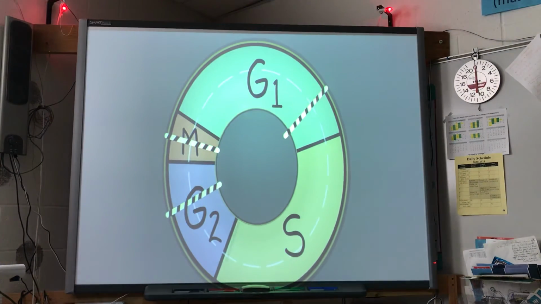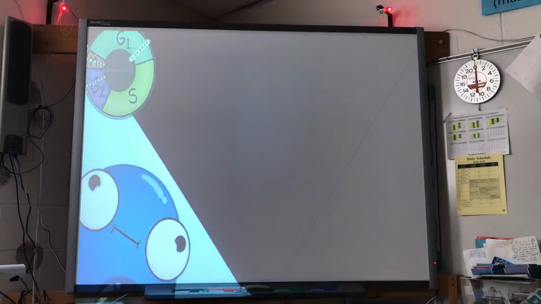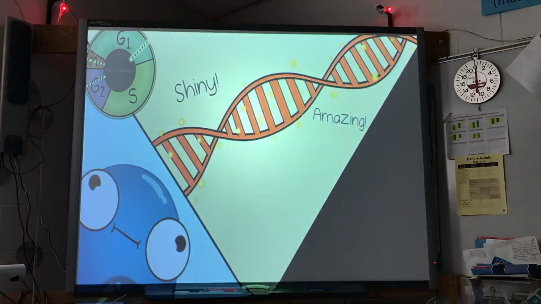So let's take a look at checkpoints. We've got one here in G1. This checkpoint checks, is the cell growing well enough? Is its DNA damaged?